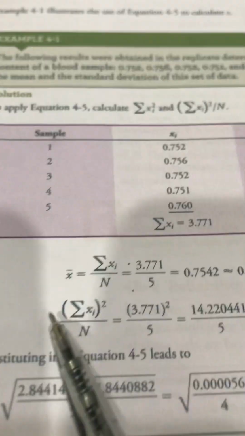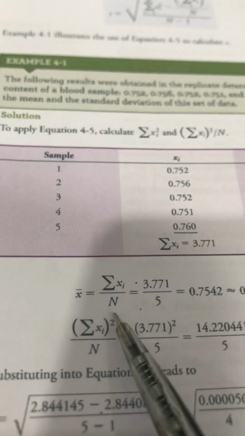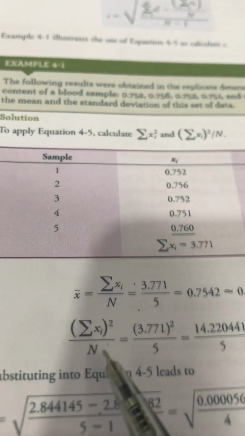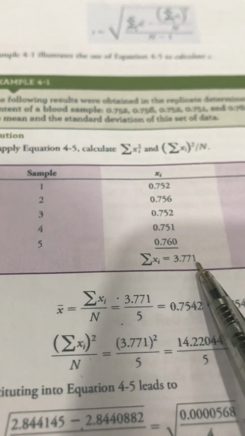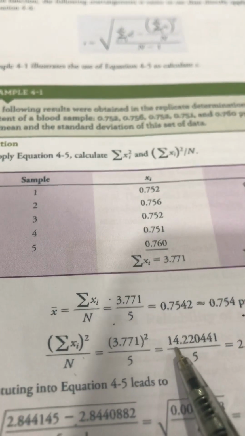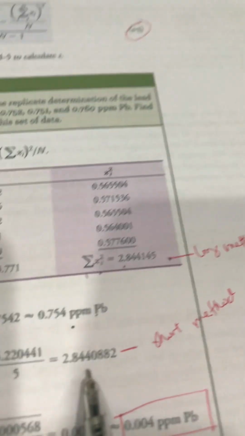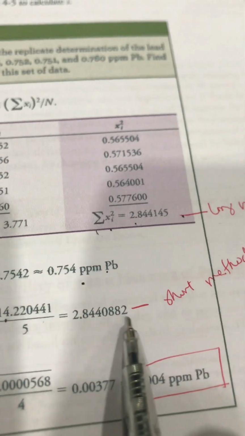And this is the short method. The short method is the summation of our data, squared, divided by n. So we have our total here, 3.771, and then you square it. That will give you 14.220441 divided by the number of population. That will give you 2.8440882, and that is your short method.